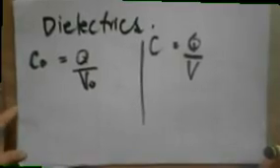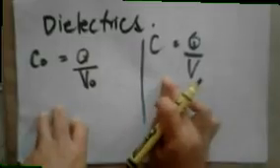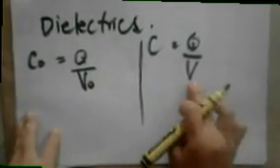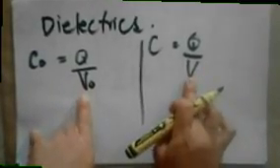So the charge Q is the same in both cases, and V is less than V0. So we conclude that the capacitance C with the dielectric present is greater than C0, because V is less than V0. So the lesser the V, the greater the capacitance.